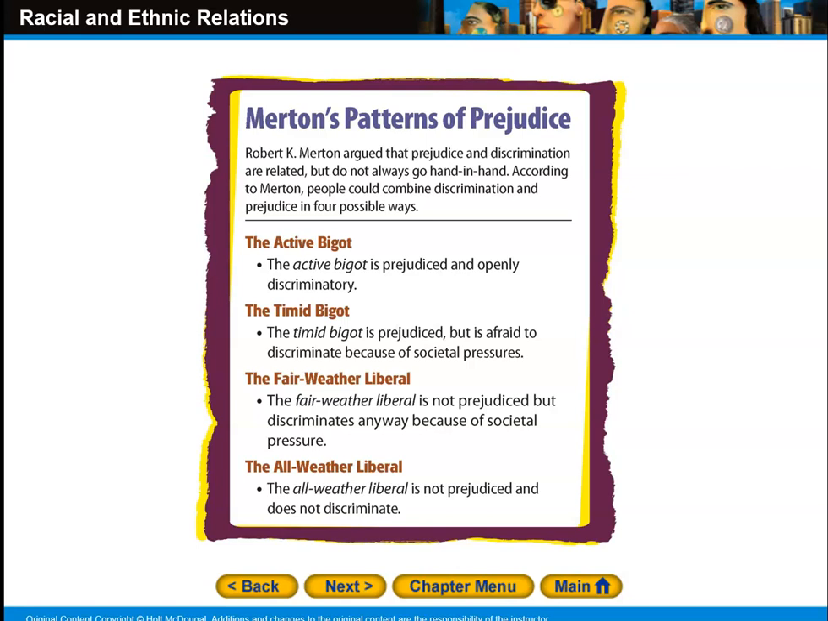There's the active bigot. The active bigot is prejudiced and openly discriminatory. The timid bigot is prejudiced but is afraid to discriminate because of societal pressure. The fair weather liberal is not prejudiced but discriminates anyway because of societal pressure. And the all weather liberal is not prejudiced and does not discriminate.